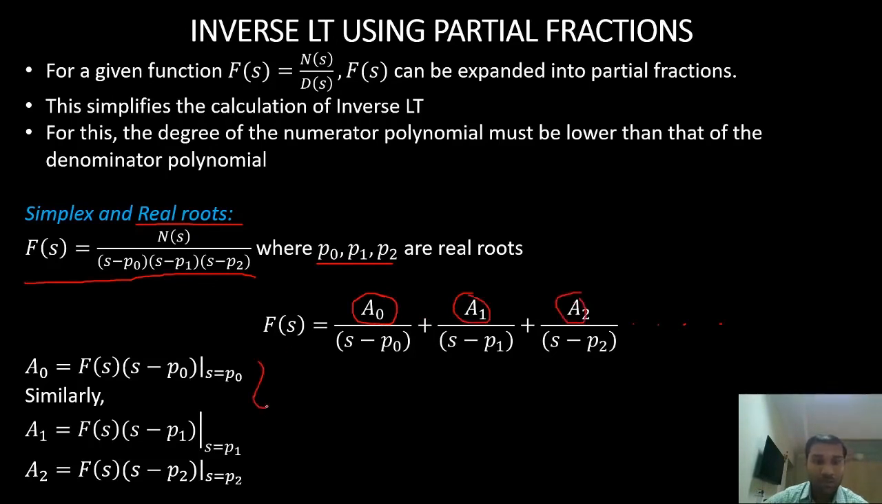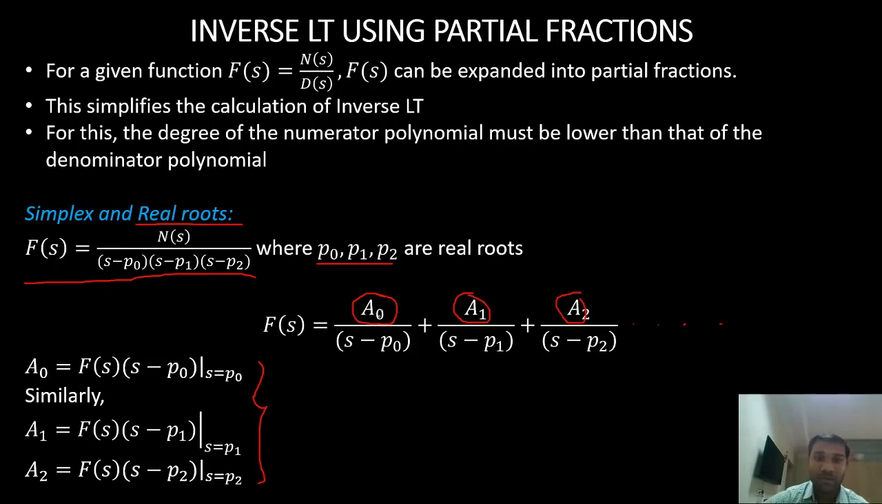You can either use these formulas I have specified here, or you can cross multiply and equate and compare the coefficients of the corresponding terms, coefficient of s square, coefficients of s and constant coefficients. You can compare them and find the constants, similar to what we have done in continuous time Fourier transform and discrete time Fourier transform. So if you have to find the constants A0, A1, A2, using these formulas will be very fast and simple.